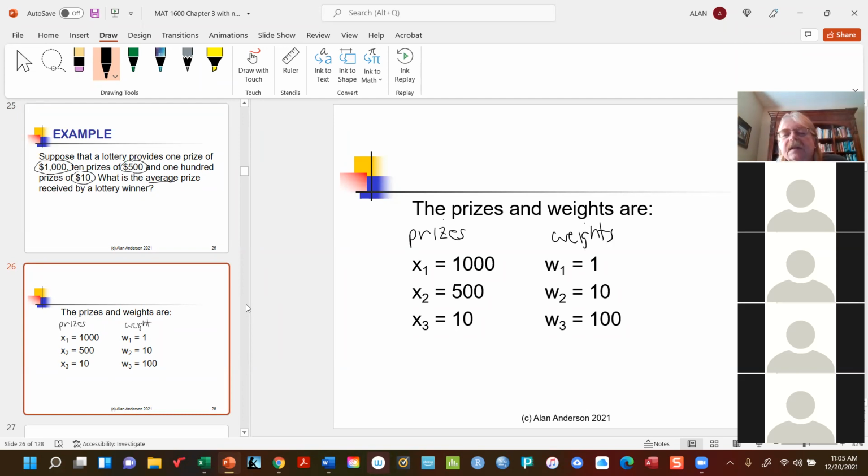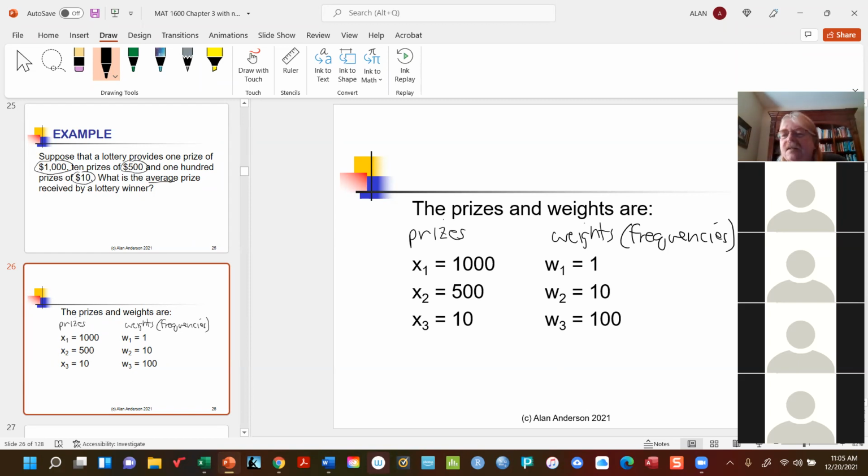There's only a single $1,000 prize. There are 10 $500 prizes and 100 $10 prizes. So this is how we take into account the different numbers of prizes. The weights are the numbers of prizes of each value. That's how this works. So think of these weights as frequencies, at least in this case. They don't have to be frequencies, but that's often when we use these weighted averages, when we need to take into account different frequencies.